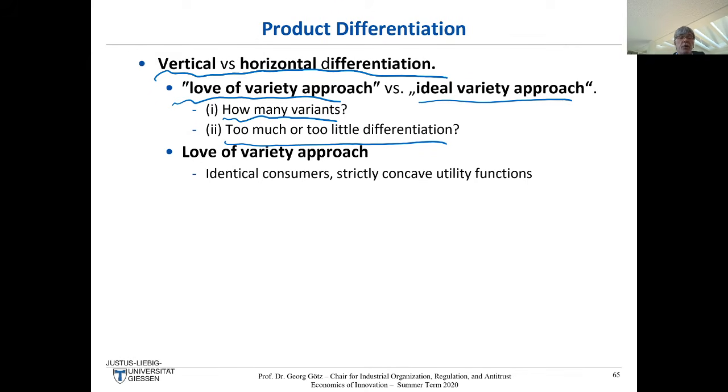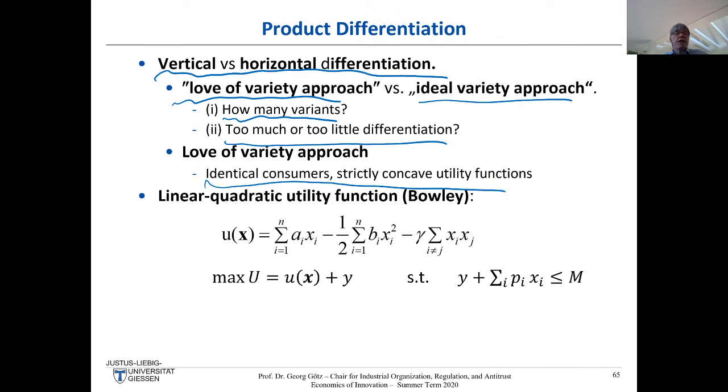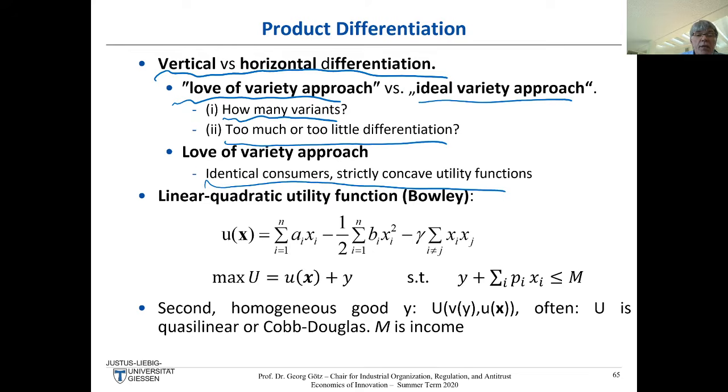Okay, the love of variety approach is here in more formal terms, assuming that we have a representative consumer. That means we have all identical consumers and a strictly concave utility function. An example here is this linear quadratic utility function, which goes back to Bowley in the 1920s. I will explain it in a minute on the next slide. And we have typically some homogeneous numeraire good.